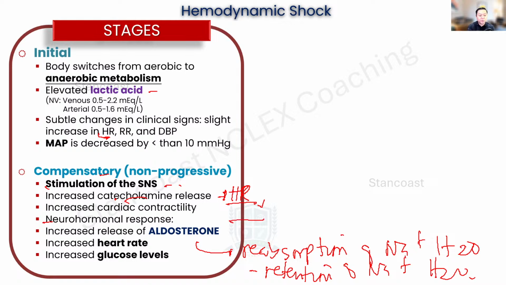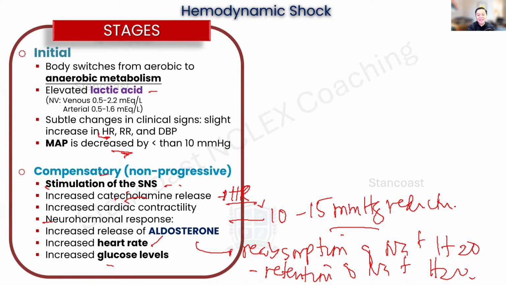There will be a reduction of about 10 to 15 mmHg. So if there's already a reduction here in the initial stage, all the more there's going to be a 10 to 15 reduction of the MAP in the non-progressive stage. Again, the heart rate will elevate because of the SNS stimulation, and the glucose can also be increased because of the metabolic response. Take note of this, guys.